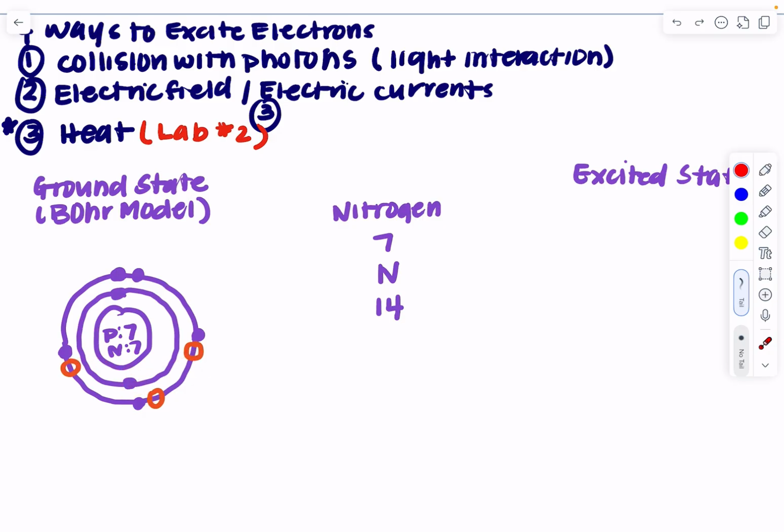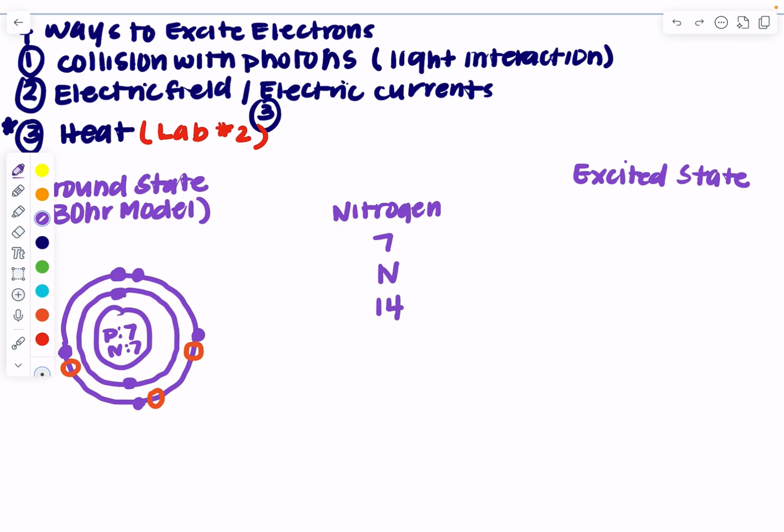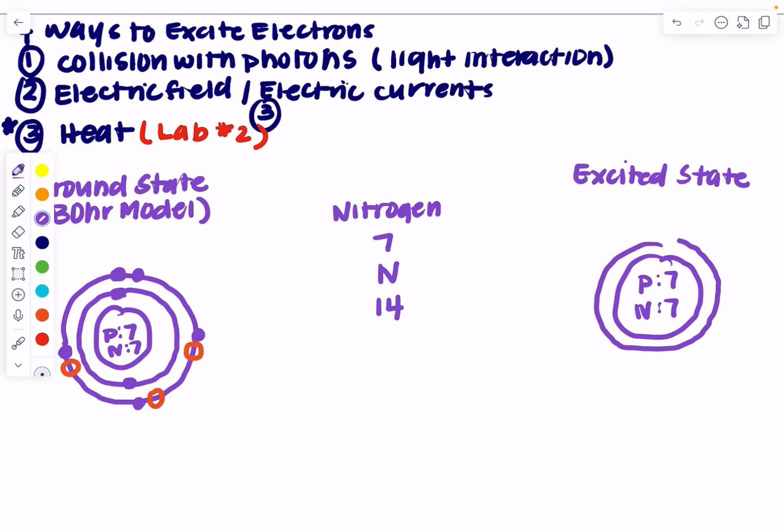Doesn't matter which one you decide to pull. You can pull the one on the top or the bottom. But the way that we show that we excited an electron, specifically for nitrogen, is we need to have 7 protons and 7 neutrons in the nucleus. That tells us that we're working with nitrogen. And instead of drawing 2 electrons on the first energy level, we're just going to draw 1 because the other one's going to go into the second energy level.